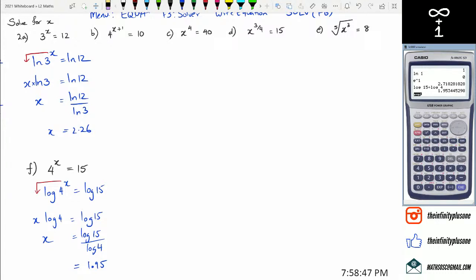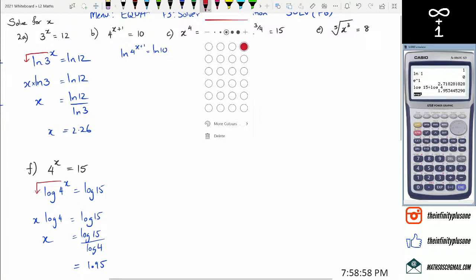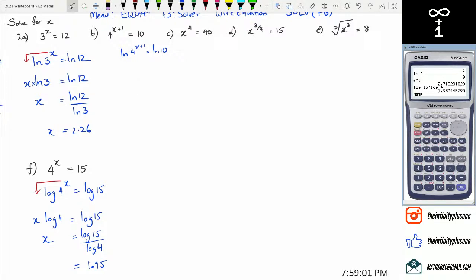Okay, so now on to question 2b. Once again, I'm going to take logs for both sides. I've got log 4^(x+1) equals log of 10. Now, because x plus 1, the whole thing, is in the power, I'm going to have to move the whole thing in front of ln of 4. So I'm going to have a little bracket, (x+1) ln 4 equals ln 10. Now rearranging it, I get x plus 1 equals ln 10 divided by ln 4. And then I've got to get rid of the positive 1. So this becomes ln 10 over ln 4 minus 1.